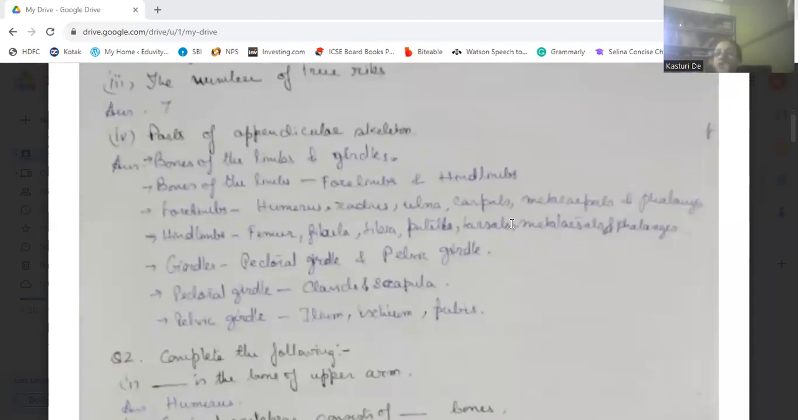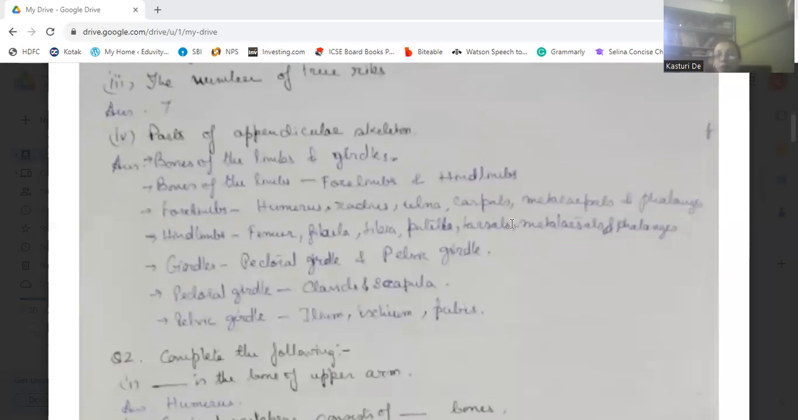Then carpals are there, the wrist bones, then these are the metacarpals, then the finger bones are phalanges. Hind limbs also, we have femur, the fibula, then tibia, then patella, the knee bone, then tarsals, then metatarsals, and again phalanges. In the case of girdles, we have two girdles, that is pectoral and pelvic.